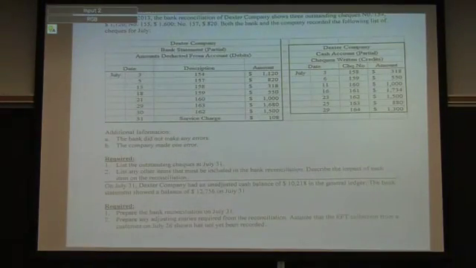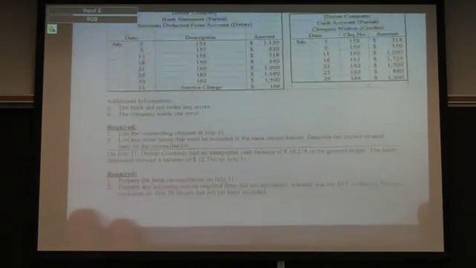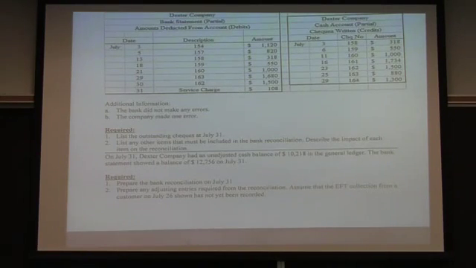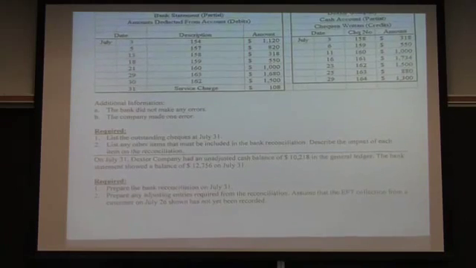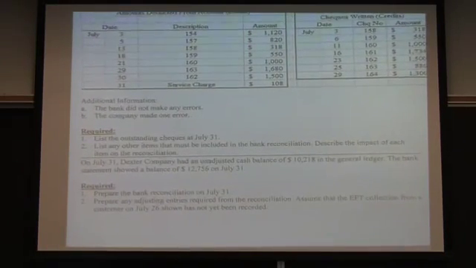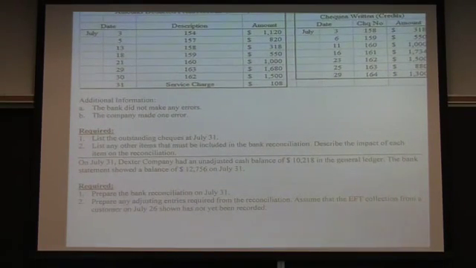In this question, the last part asks you to prepare a bank reconciliation on July 31st, and they also ask you to do any adjusting entries that are required from the reconciliation, assuming that the EFT collection from a customer on July 26 shown has not yet been recorded. So now we have to do a bank reconciliation based on the information that we have prepared earlier.